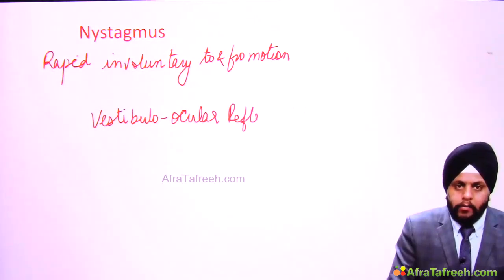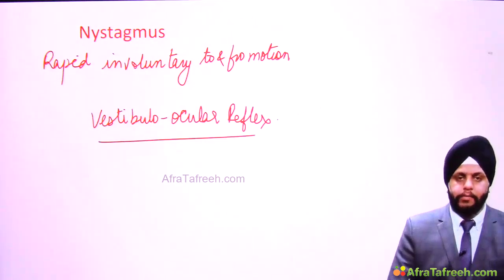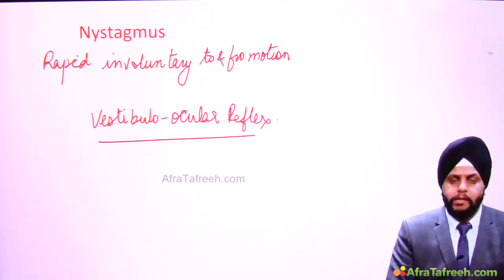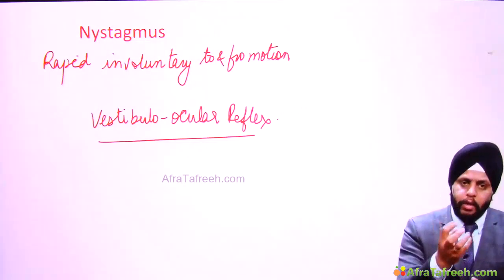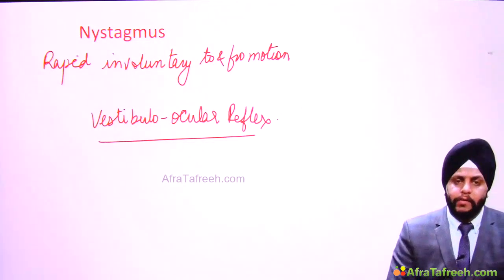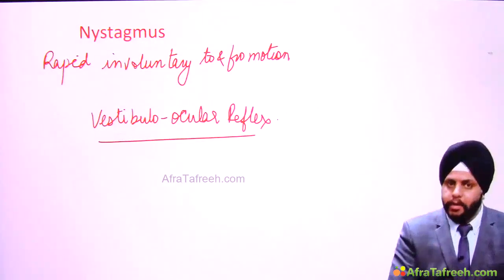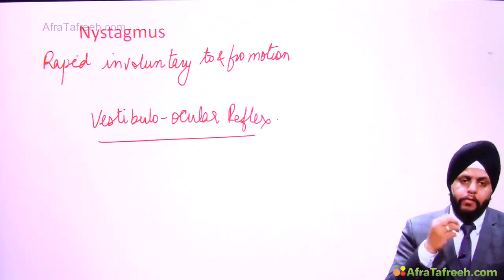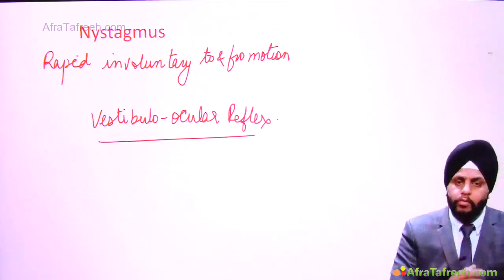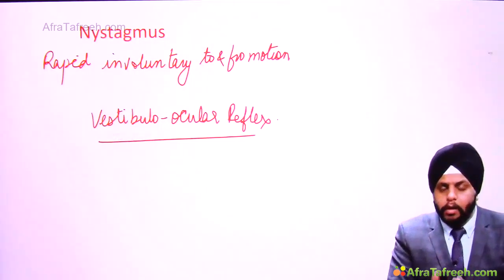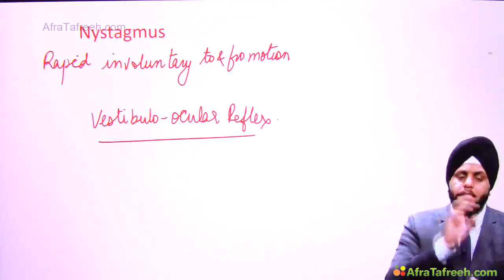Okay, there is a vestibulo-ocular reflex. Now, what is this reflex? Whatever stimulus is received by the vestibular system is given to the brain. But a part of this stimulus also goes to the eye. So that's the vestibulo-ocular reflex, and it will adjust your eyes.